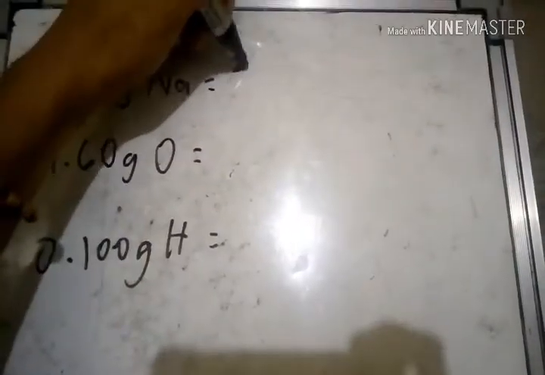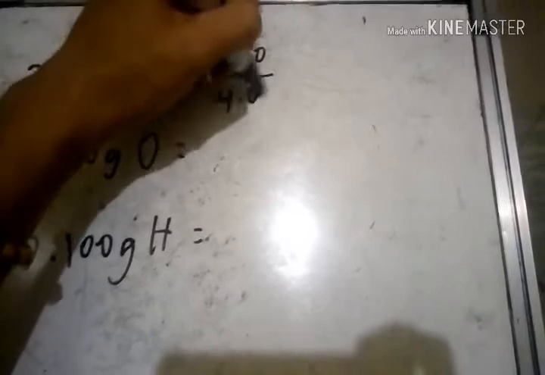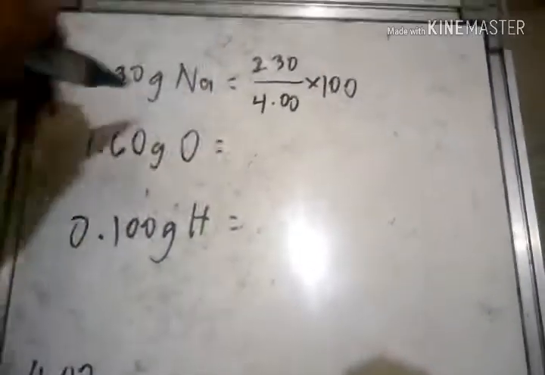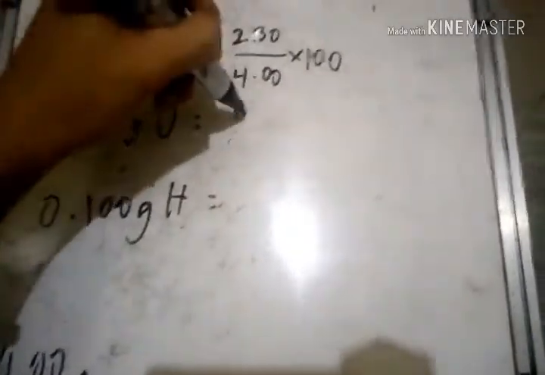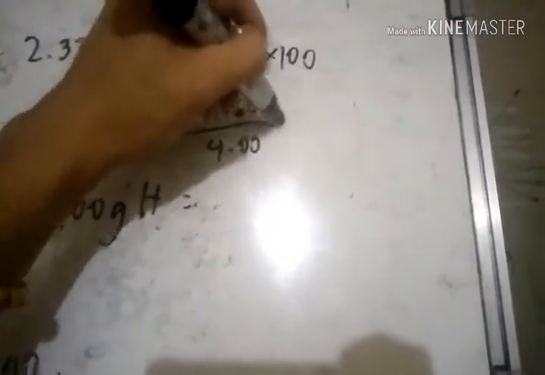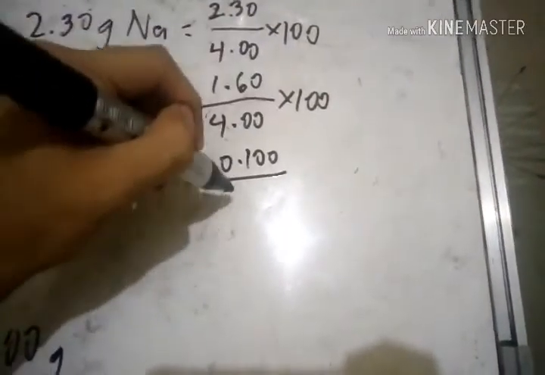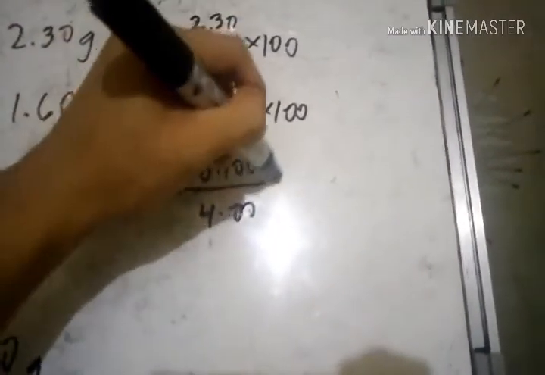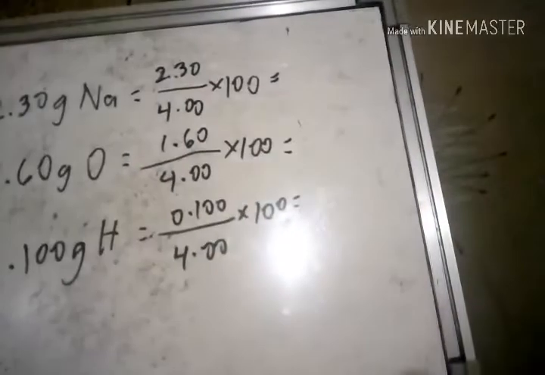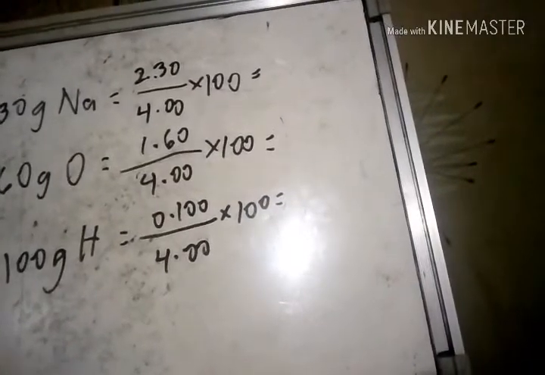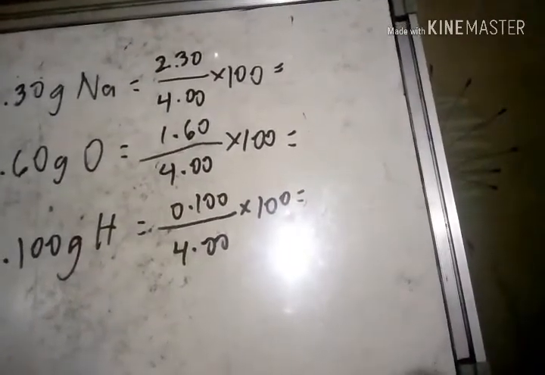So here, let's determine the percentage composition of each element. We have 2.30 grams over 4 grams times 100. Second we have 1.60 over 4 times 100. And lastly we have 0.100, or let's say 0.1, over 4 times 100. Let's compute and solve this problem. 2.30 over 4 times 100 equals 57.5, or let's say 57.